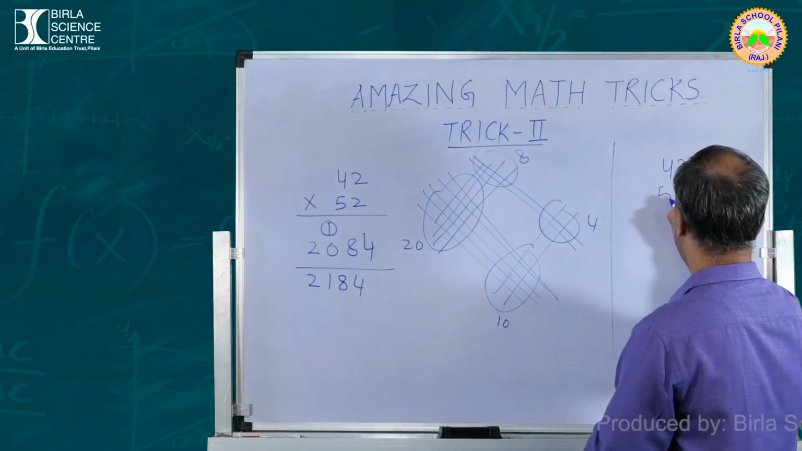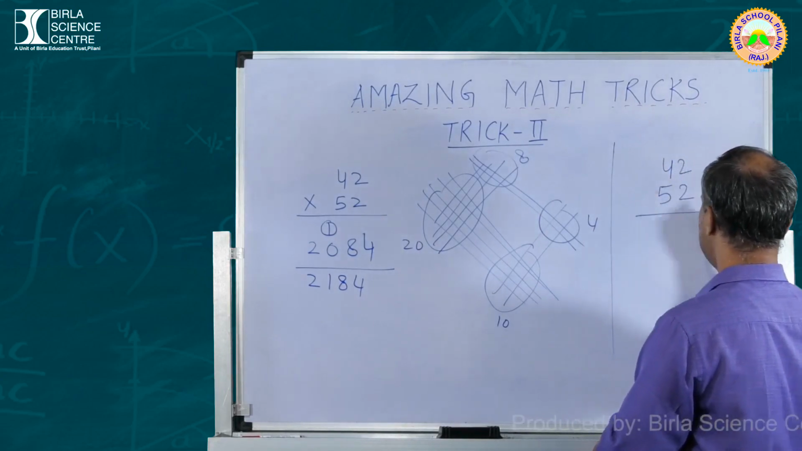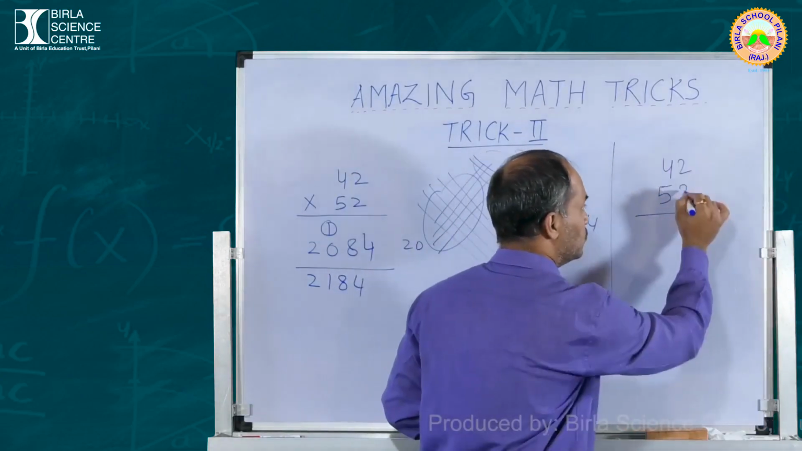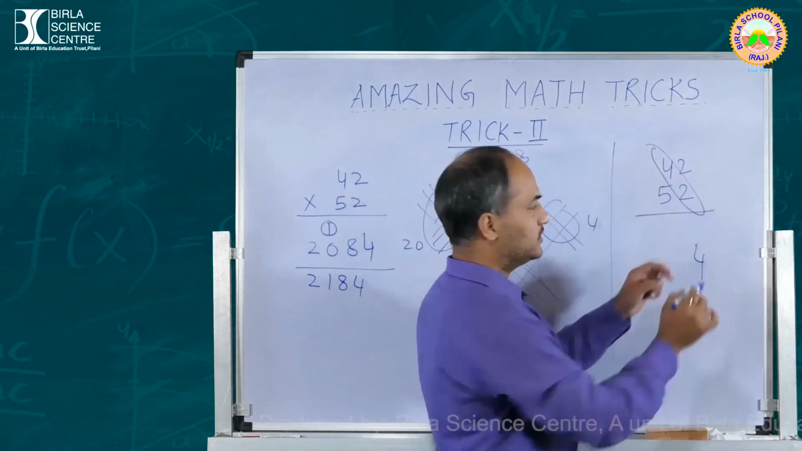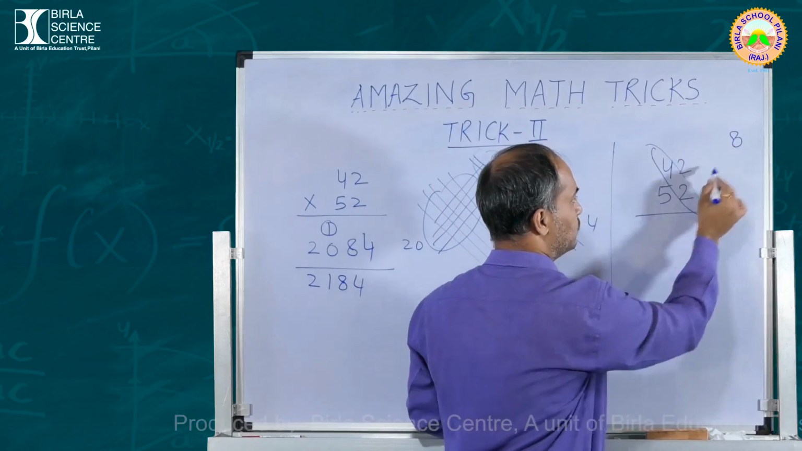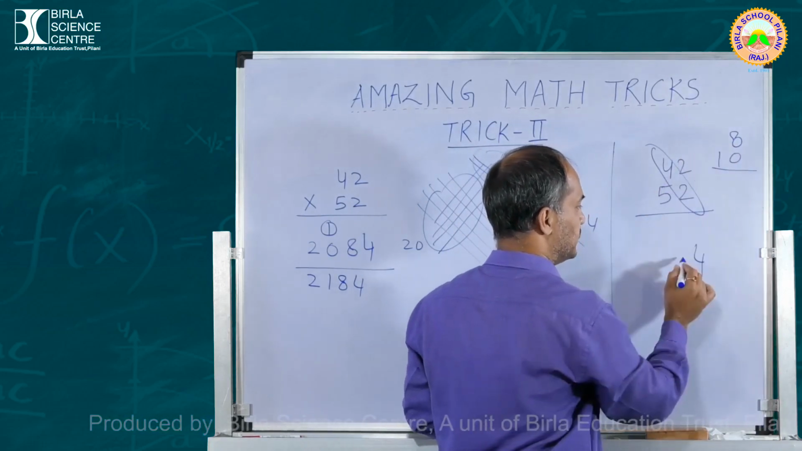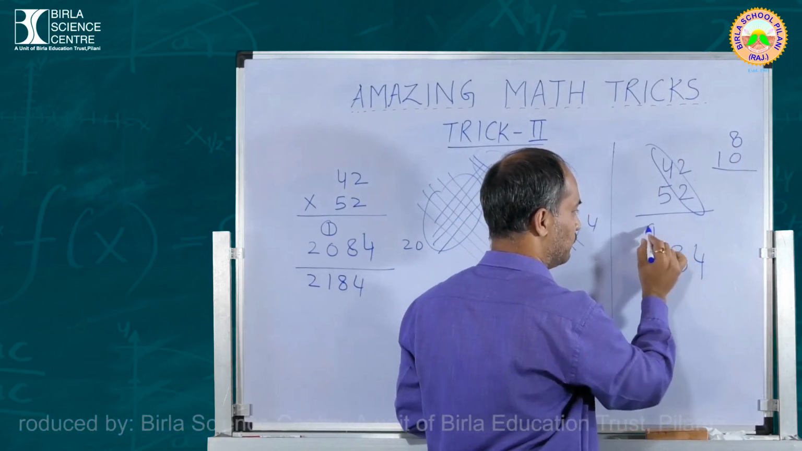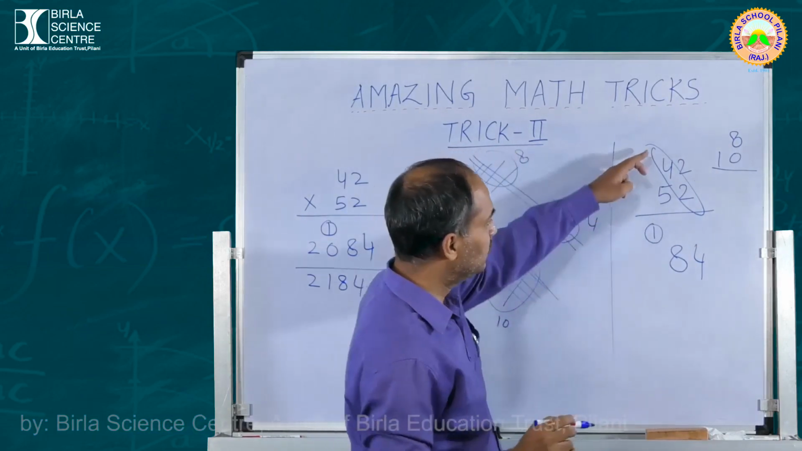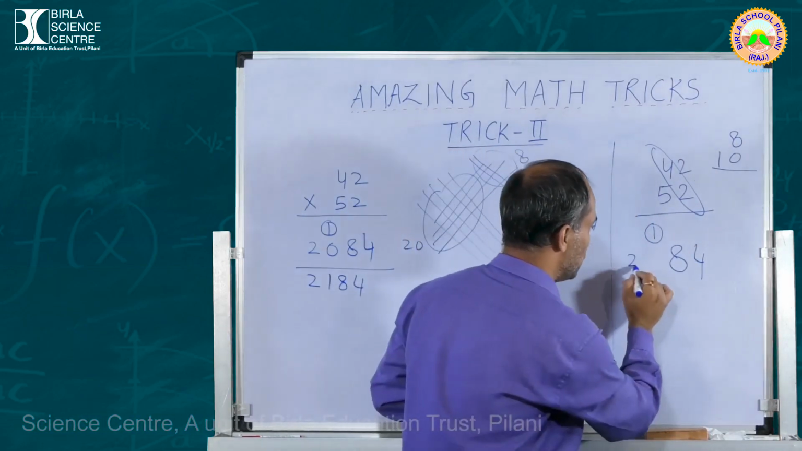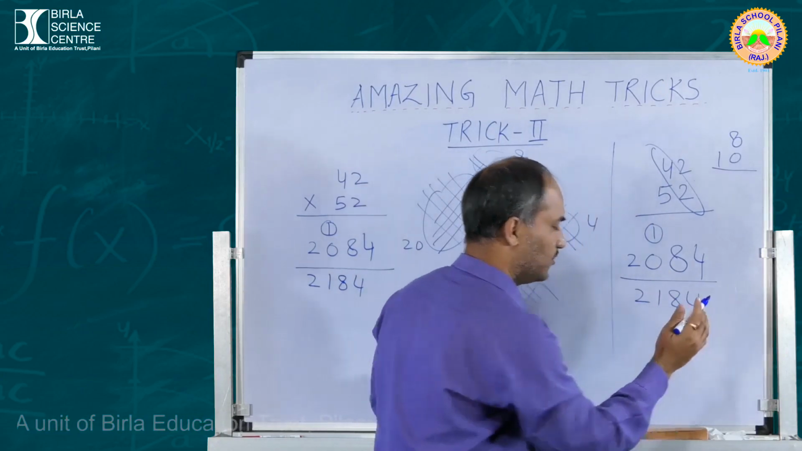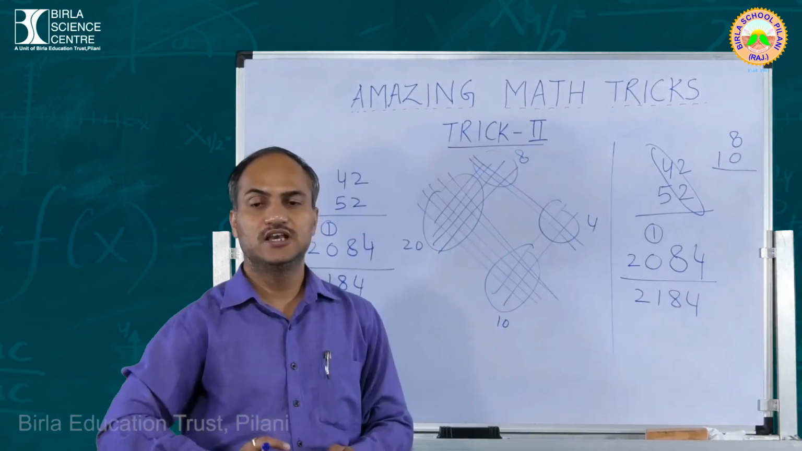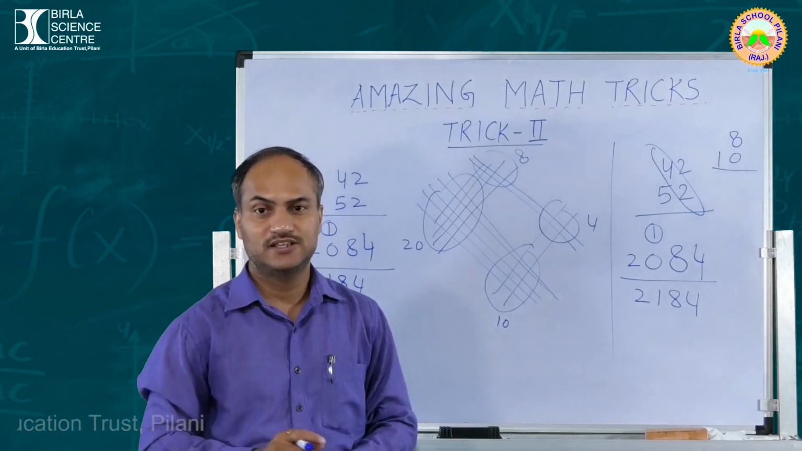42 and 52. So here 2 2s are 4. Multiply these two values. 4 2s are 8 and 5 2s are 10. Sum of these two is 18. So 8 will come here and 1 is carry. Then 5 4s are 20 and then quickly add it. This is your final answer. Certainly this trick will save your time in your examinations.